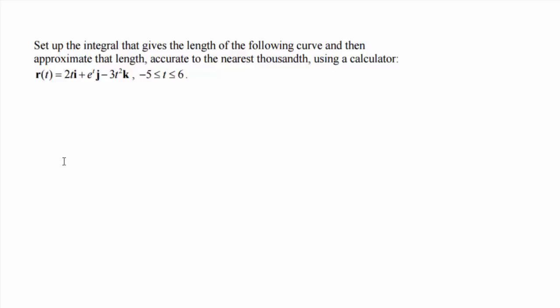Okay, so guys, in this one, we're going to set up the integral that gives the length of the following curve, and then we're going to approximate that length using the calculator. So r of t is 2t i plus e to the t j minus 3t squared k, where t goes from negative 5 to 6. So we're going to use the arc length formula here, right?